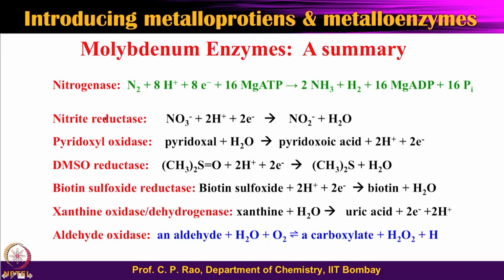The second part, we have looked at a huge range of reductases and oxidases. You can see nitrite reductase, pyridoxal oxidase, DMSO reductase, DMSO oxidase also, biotin sulfoxide reductase, xanthine oxidase, aldehyde oxidase. So, you see nitrite reductase takes nitrate to nitrite, pyridoxal oxidase, pyridoxal to pyridoxic acid, DMSO reductase, DMSO to DMS, dimethyl sulfide, biotin sulfoxide reductase, biotin sulfoxide to biotin, xanthine oxidase, xanthine to uric acid, aldehyde oxidase, aldehyde to carboxylic acid. These are the things.